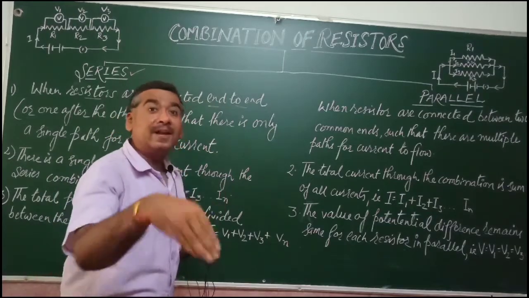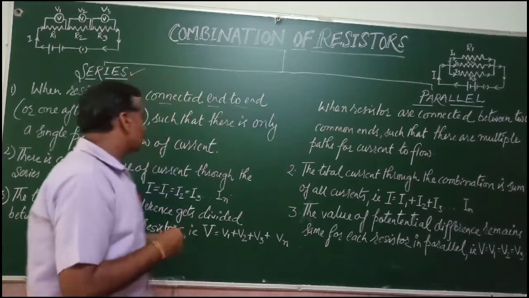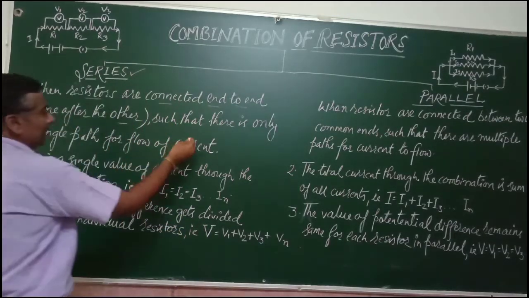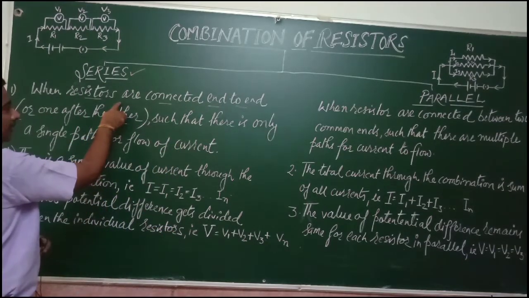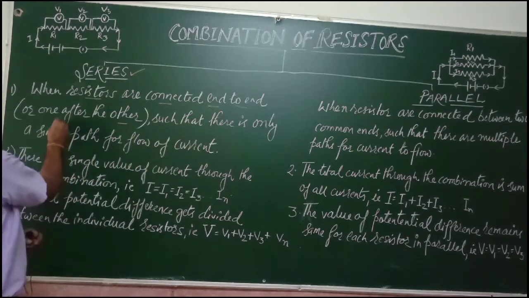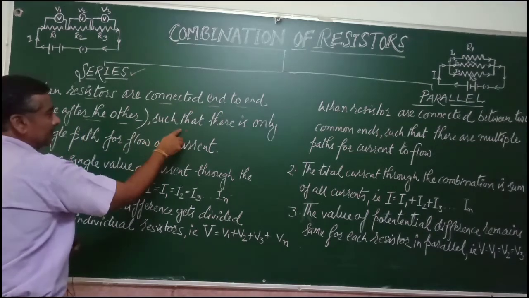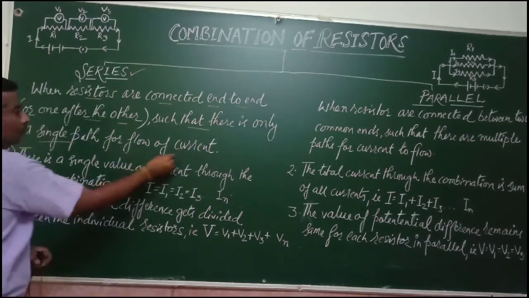When they are connected one after the other, serially, sequentially, then this type of combination is known as series combination. So what is series combination? When the resistors are connected end to end, that is one after the other, sequentially, serially, such that there is only a single path for flow of electric current.